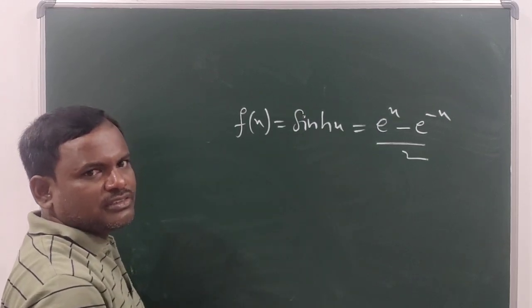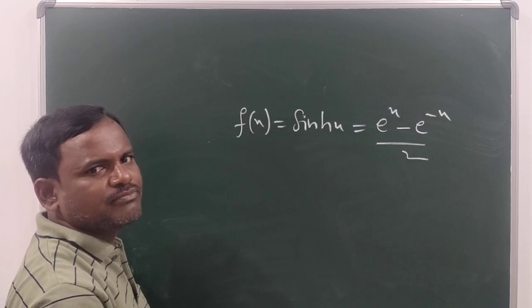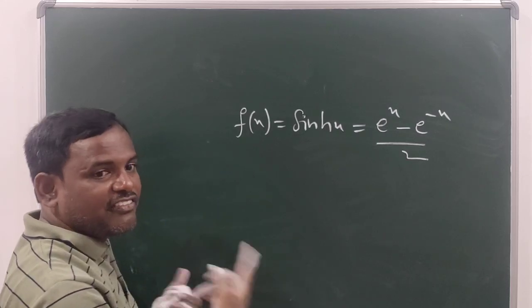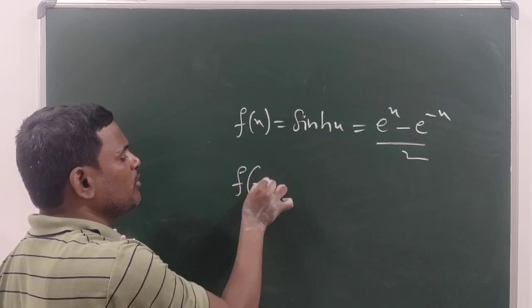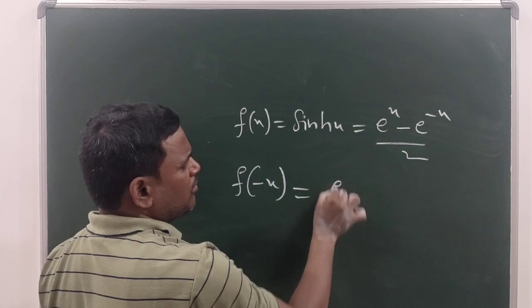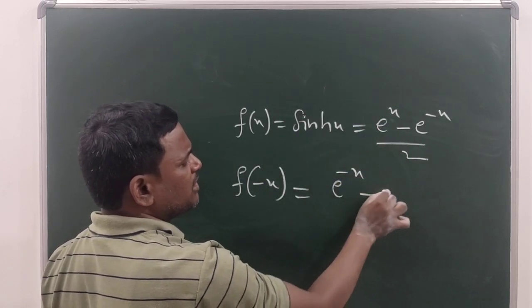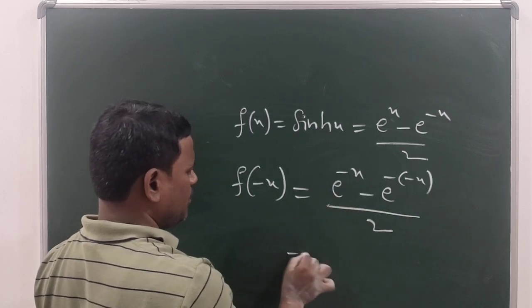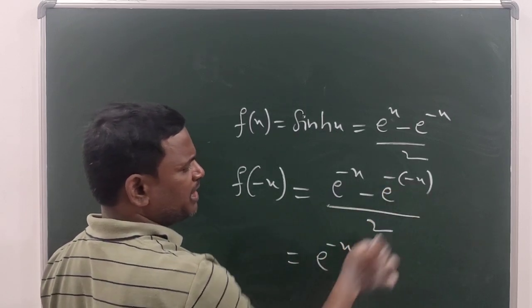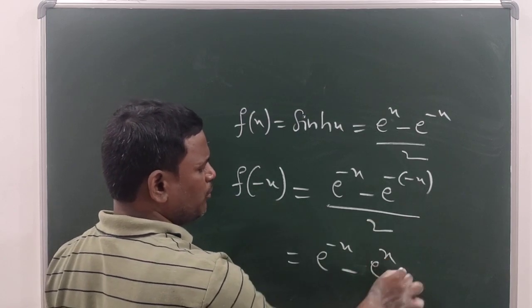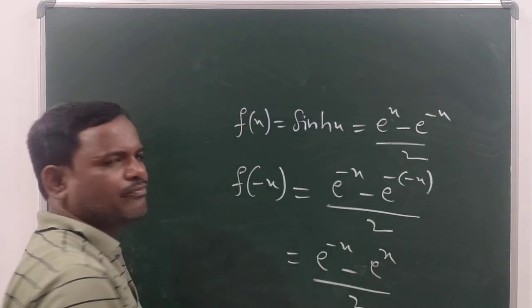Even function or odd function? To identify even or odd, what do you have to do? You have to replace x by minus x. Replace x by minus x in e power x minus e power minus x by 2. Now e power minus x: minus into minus is plus. So here the middle minus only. So e power x by 2 you will get.